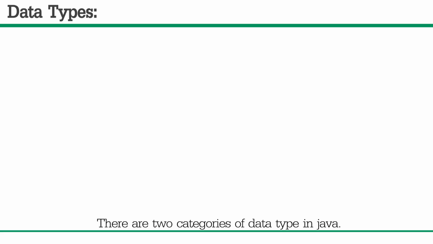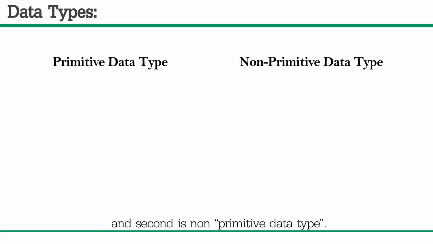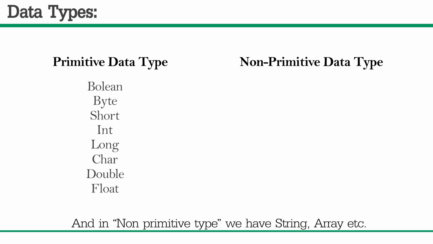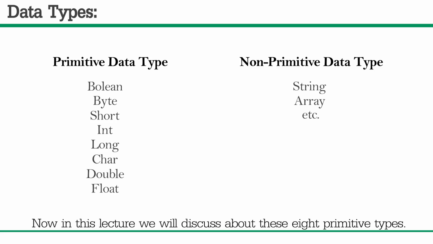There are two categories of data type in Java. First is primitive data type, and second is non-primitive data type. In primitive type we have 8 different types of data, which are boolean, byte, short, int, long, char, double, and float. And in non-primitive type we have string, array, etc. Now in this lecture we will discuss these 8 primitive types.